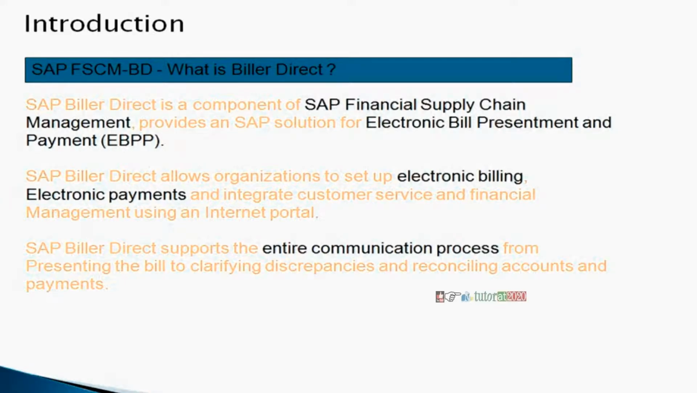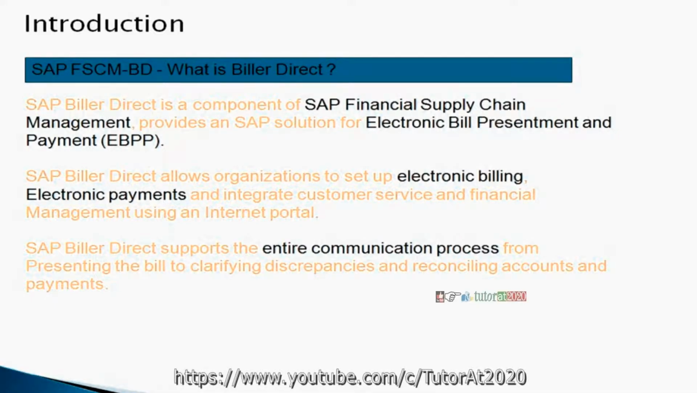It is an end-to-end process. Clarifying the discrepancies, how do you do that? Using dispute management. Reconciling accounts means you need to set up a reconciliation process when the payment is processed from the credit card company to the bank, where the bank will take the amount from the customer account and put it in your client's account. This process you need to have end to end.